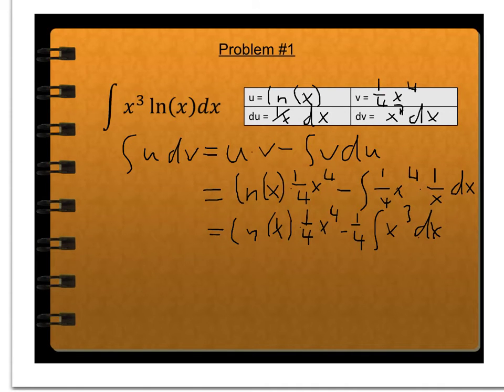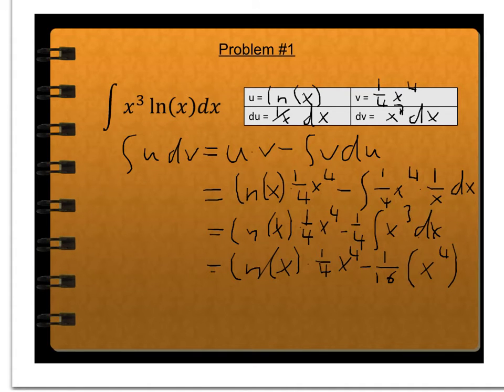dx. So now when I take the integral there, I will end up with the following, which is ln of x times 1/4 x to the 4th minus 1 over 16, you'll see where that comes from, times x to the 4th. Because as you take the integral of x cubed, it would be 1/4 x to the 4th, and then you just multiply it by this 1/4 right here, and you end up with 1/16.